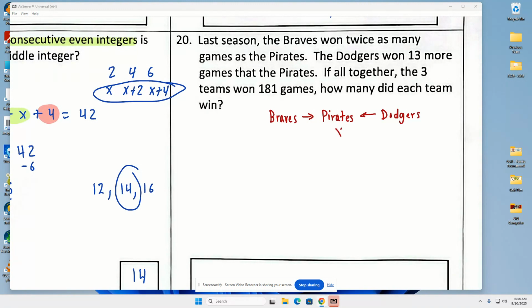So what do we know? The Pirates are x. Now, what does it say about the Braves? They won twice as many as the Pirates. They won 2 times x. And what does it say about the Dodgers? They won 13 more than the Pirates. They won x plus 13. And all together, so 2x plus x plus x plus 13, all together, they won 181 games.